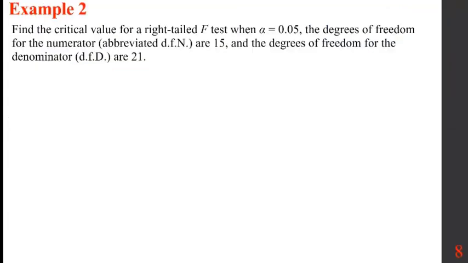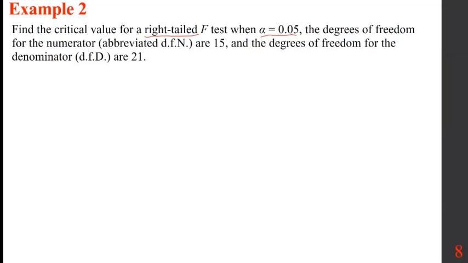Find the critical value for a right-tailed F-test when alpha is equal to 0.05. The degrees of freedom for the numerator, abbreviated d.f.N, are 15, and the degrees of freedom for the denominator, d.f.D, are 21. As you can see, alpha is 0.05, so that's the first thing we look at. And because it's a right-tail test, we need alpha of 0.05. Just for the sake of argument, if it were a left-tail test, then to the right is 0.95. They don't have anything like that as far as the table is concerned.